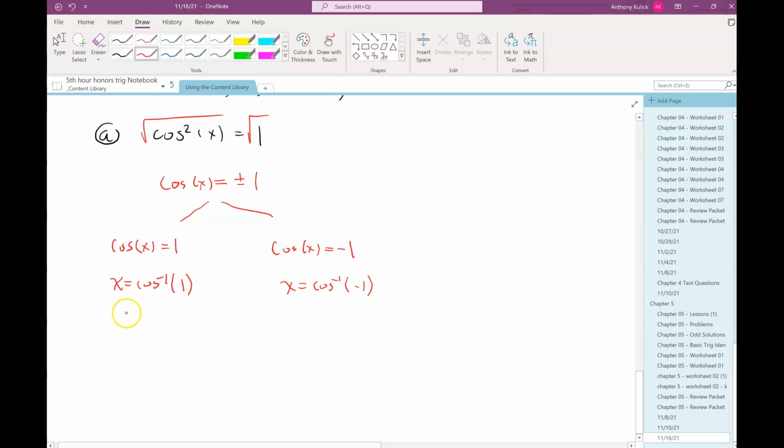To evaluate cosine inverse of 1, I'm going to go to the unit circle and look for the place where the x-coordinate is equal to 1. That happens only at 0. And then again at 2 pi, but 2 pi is not a valid answer for the interval that we're solving on. So I won't bother to write that down. Everybody's okay with that? In the other equation, again, to evaluate cosine inverse of negative 1, I'm going to go to the unit circle and look up where x is equal to negative 1. That happens at pi.